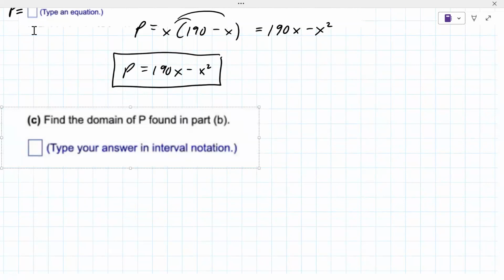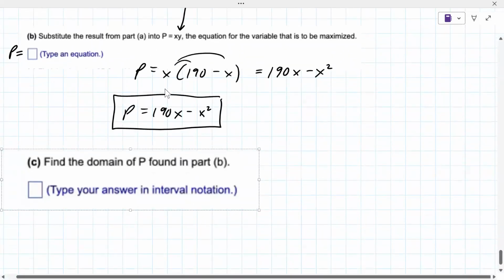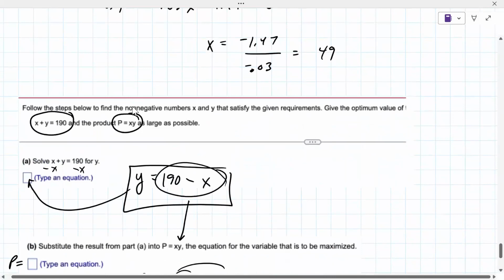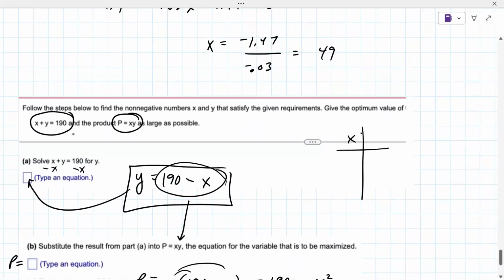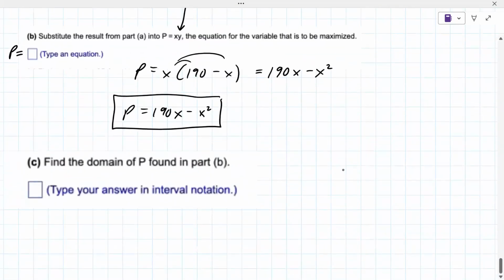Okay, it says to find the domain of P. So it goes back to the original question, which says two non-negative numbers, which means they could be zero, but they have to add up to 190. If x is 0, y is 190, and if y is 0, x is 190. There's your domain: everything from 0 to 190. Use brackets to indicate that you're including the endpoints.